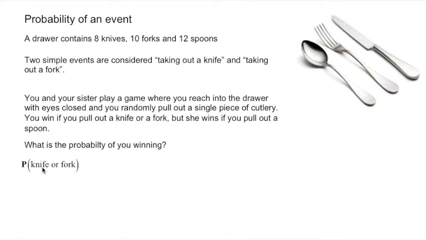The probability of getting a knife or a fork would be the probability of getting the knife added to the probability of getting the fork. Remember, we have 8 plus 10 plus 12. 8 and 12 is 20, plus 10 is 30. You have 30 pieces of cutlery, and you have 8 knives. So the probability of getting a knife is 8 out of 30. The probability of getting a fork, you have 10 forks out of 30 cutlery pieces. We add them together, that's going to give us 18 out of 30, which we can reduce to 3 out of 5. We could also write that as a decimal, which is 0.6, and as a percent. 0.6 is 60%, so there's a 60% probability of you winning.